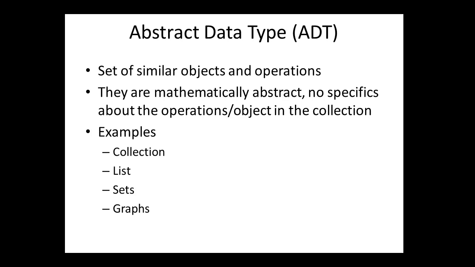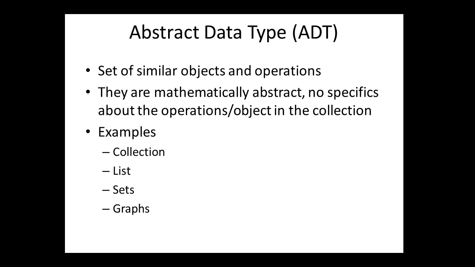Today we're going to talk about abstract data type, collection, list, and iterable interface. Abstract data types are a set of objects and their operations. They're mathematically abstract, which means that there are no specifications about the objects that we're going to have or any specifications about the operations that those objects will have.